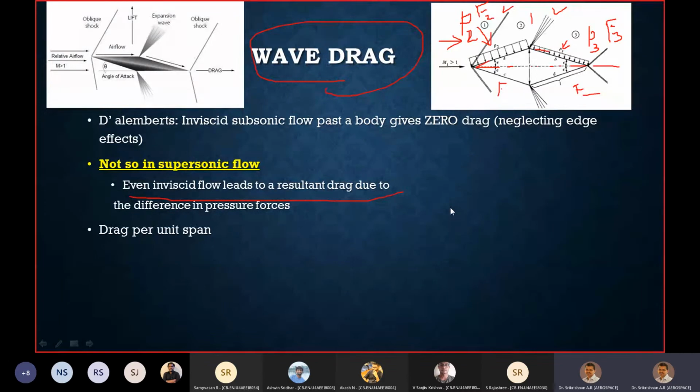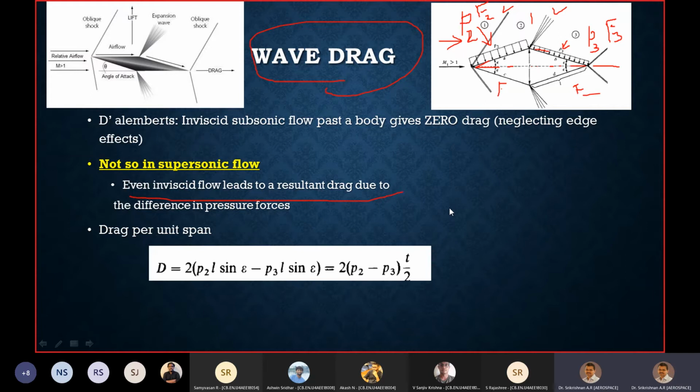Now, we can consider that the term wave comes from oblique shocks and expansion waves. Oblique shocks are actually shock waves, and expansion waves also are shock waves. Oblique shock wave, expansion wave, they're all waves, that is the terminology. So that's the reason in supersonic flow why we call it wave drag.